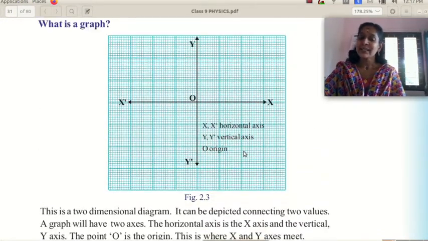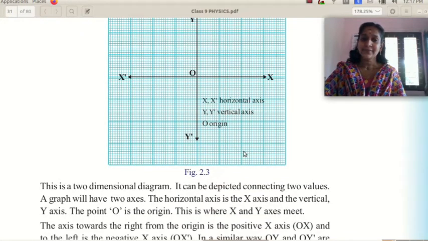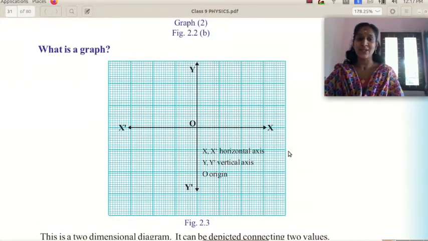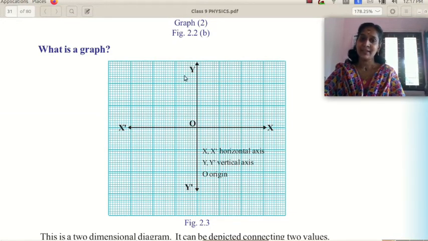So, the x-axis is horizontal. The y-axis is vertical. This vertical axis is called the y-axis and the horizontal axis is called the x-axis. So, x and x dash is the horizontal axis. Y and y dash is the vertical axis. These together meet at a point. That is the origin.